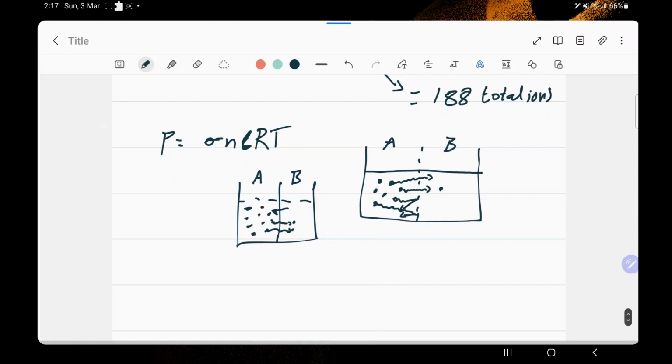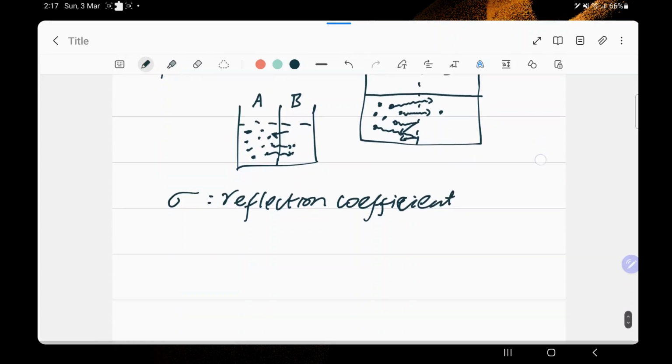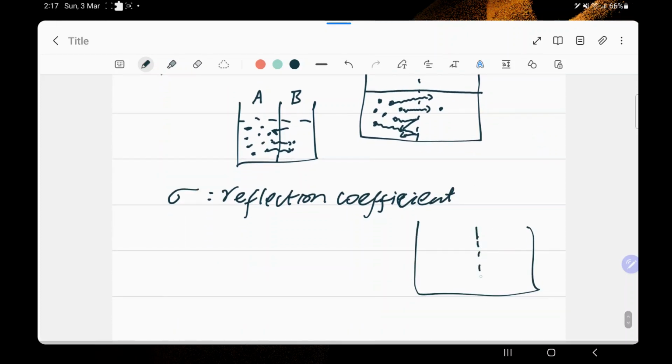Okay, so what is the chance that a molecule can bounce back and stay in the same compartment, meaning being reflected back to the same compartment, versus going to the other side of the membrane? This is known as sigma. Sigma refers to the reflection coefficient, and so that means what is the chance that the molecule would bounce back into the same compartment instead of crossing over to the other side?